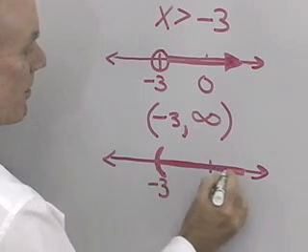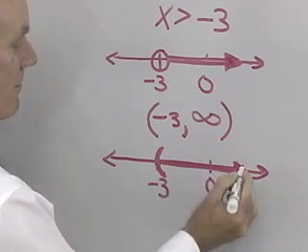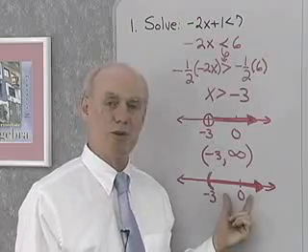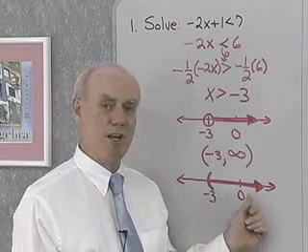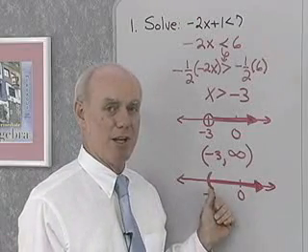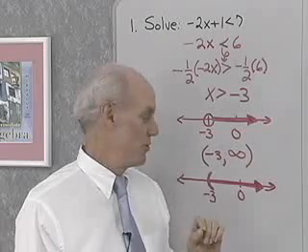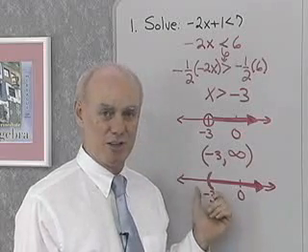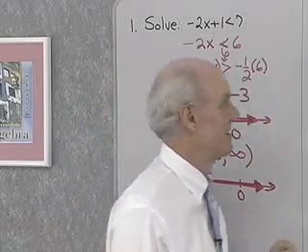Color in all the numbers up above. Looks like that. And so this represents all the numbers on the number line from negative 3 on, but not including negative 3. Now in the next example we'll see what this looks like when the endpoint is included. Let's take a look at that example.